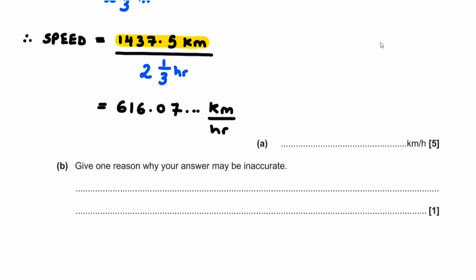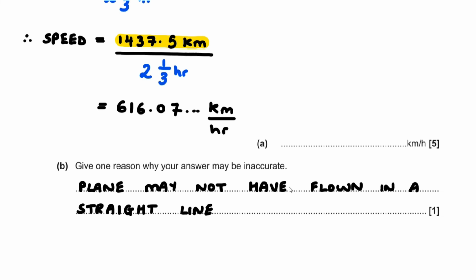Part B, give one reason why your answer may be inaccurate. Well, the plane may not have flown in a straight line.